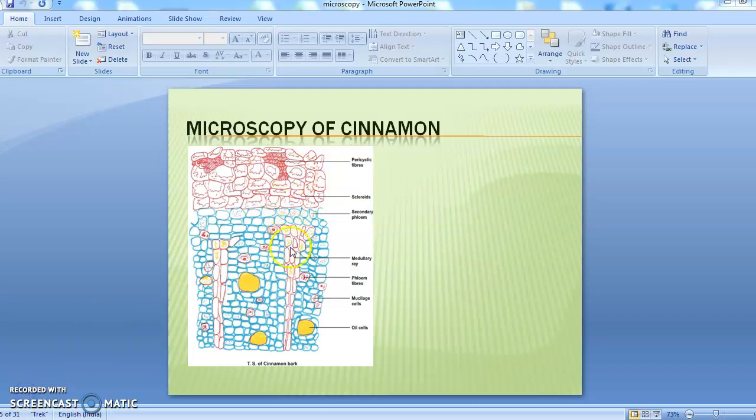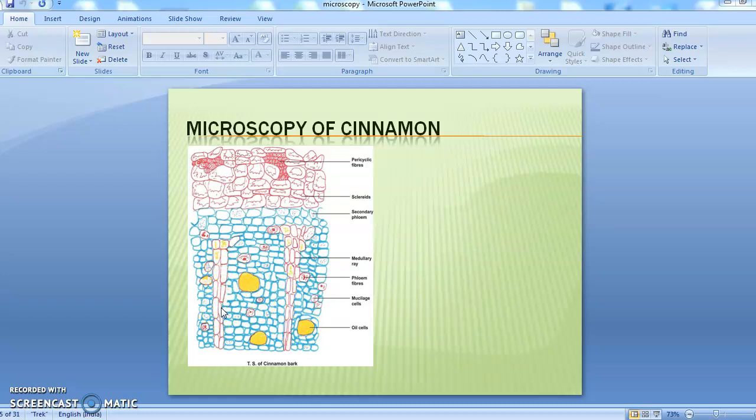So these are the different layers present inside the cinnamon. We just divide it. The outer layer is called cork. Below that the pericyclic fibers are present. These pericyclic fibers are not able to be distinguished from each other. Below that the sclerites are present, which contain some calcium oxalate crystals and starch. Then the secondary phloem is present, which contains the phloem fibers, phloem parenchyma and medullary rays. Then in that the oil glands, calcium oxalate crystals and mucilage are present.